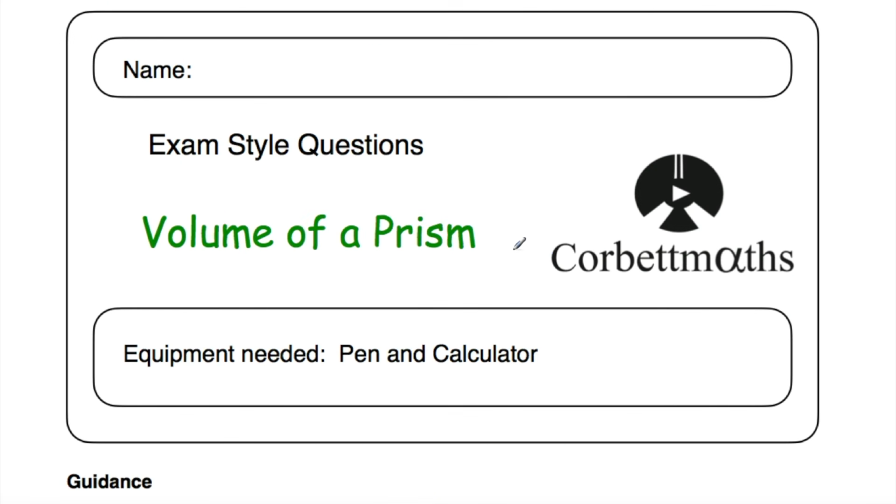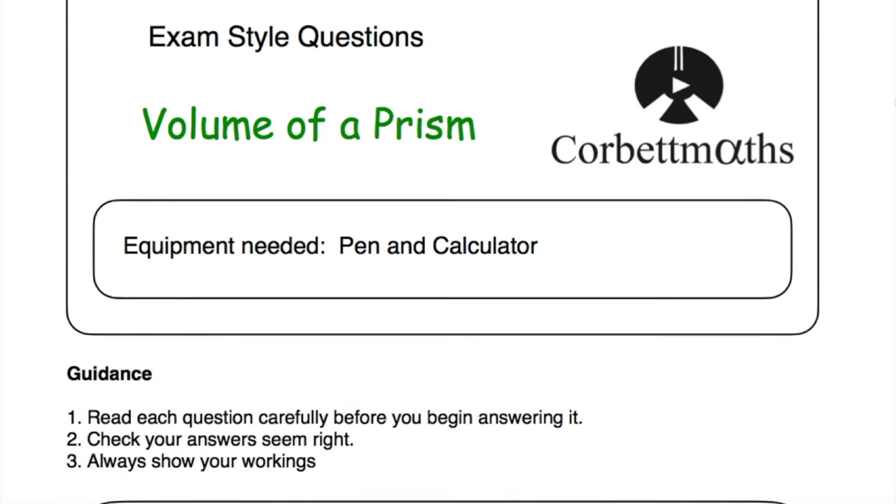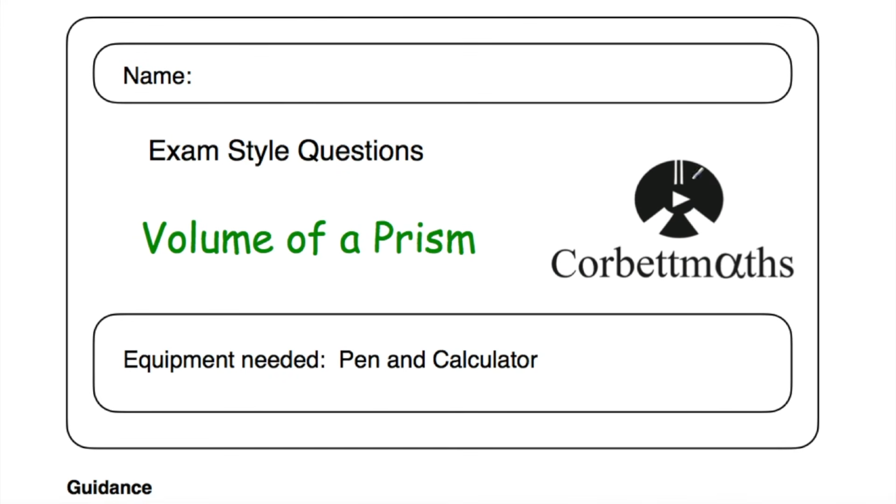And that's it. These have been the video solutions to the Corbettmaths practice questions on the volume of a prism. If you need any extra help on finding the volume of a prism, go to Corbettmaths, go to the videos and worksheet section, and go to video number 356. There's a dedicated video tutorial there on finding the volume of a prism. Alternatively, you can scan this QR code. But in this video, we've focused on the video solutions to the practice questions.